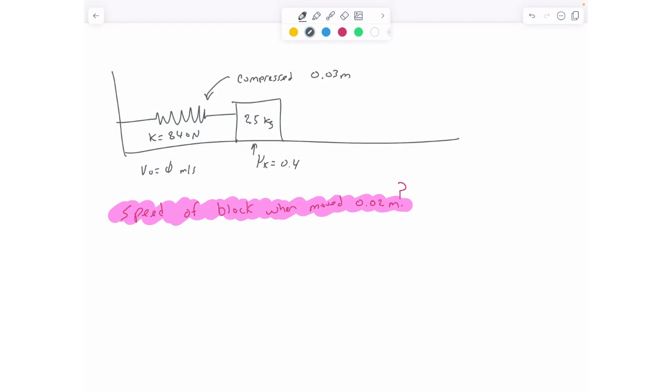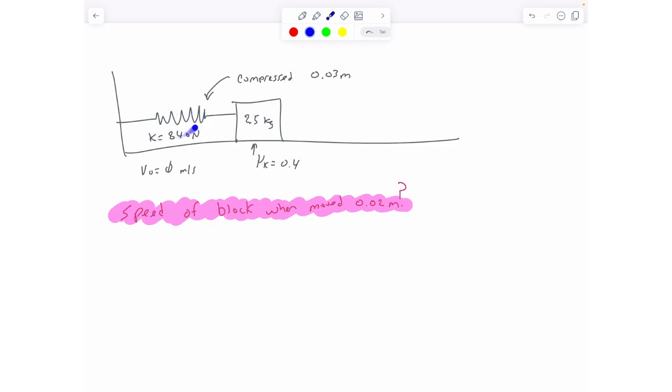Okay, so in this problem we have a spring here. So this is like a wall or something, and the spring is attached to the wall. And on this side, the spring is attached to a box. Let's just say some sort of block, and this block has a mass of 2.5 kilograms. And this block is pushing in on this spring by 0.03 meters.